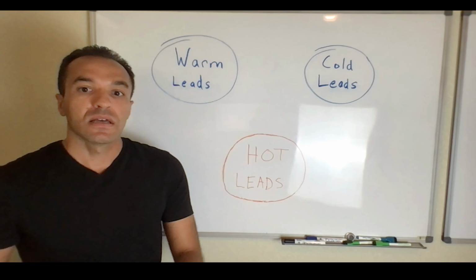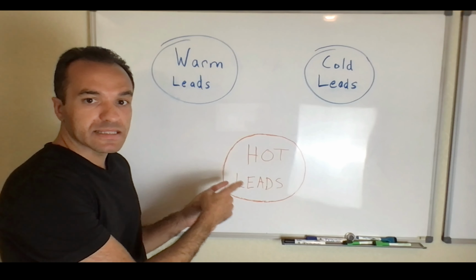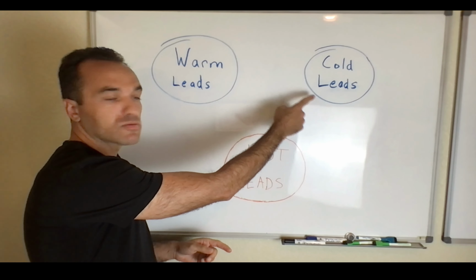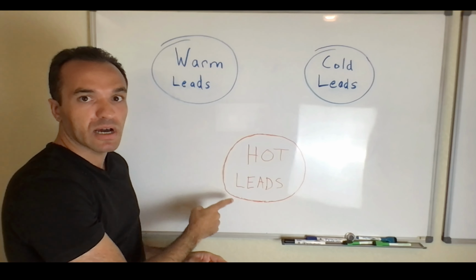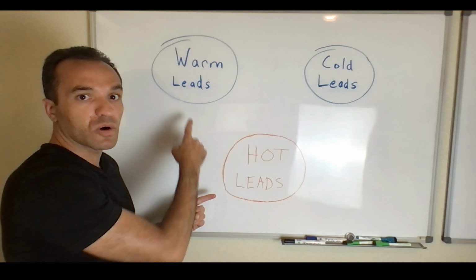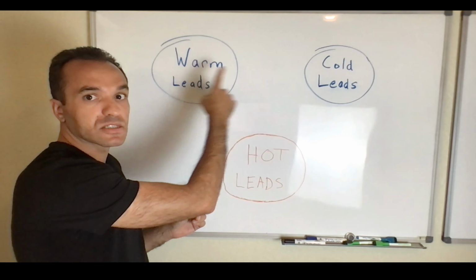Alright, so we want to get in this area, the hot lead area. We can start at one, the cold lead, which turns into a warm lead, which turns into a hot lead. But if we drop the ball, we can go all the way back around from warm lead to cold lead.